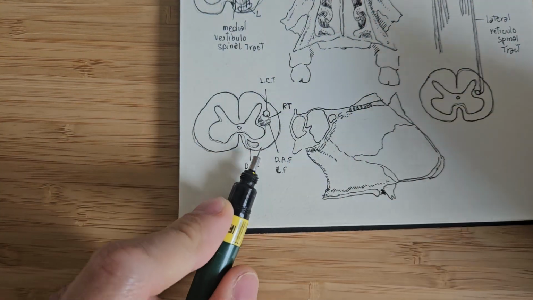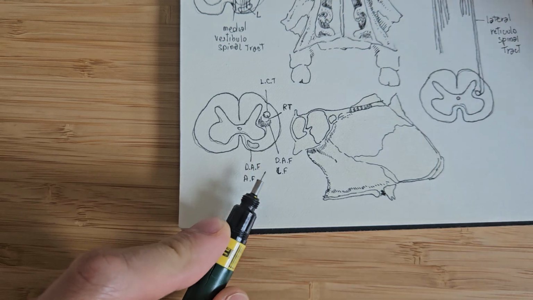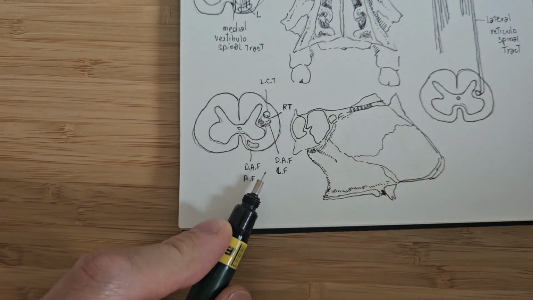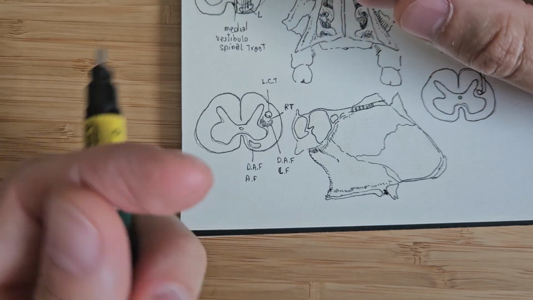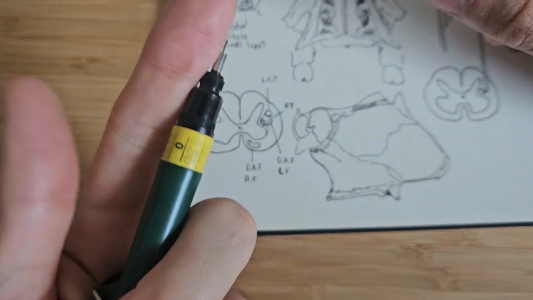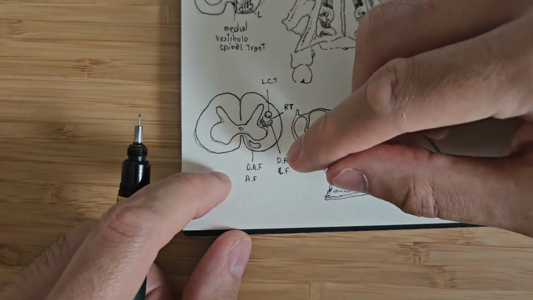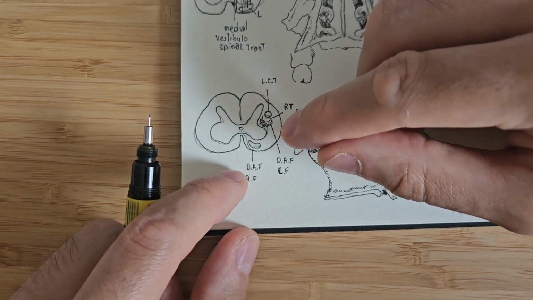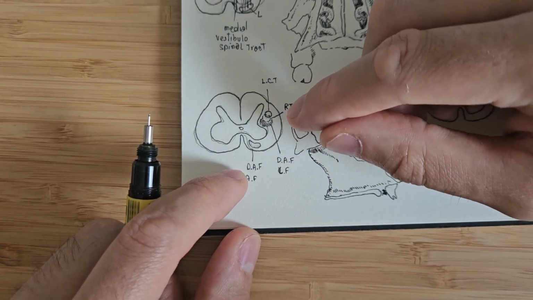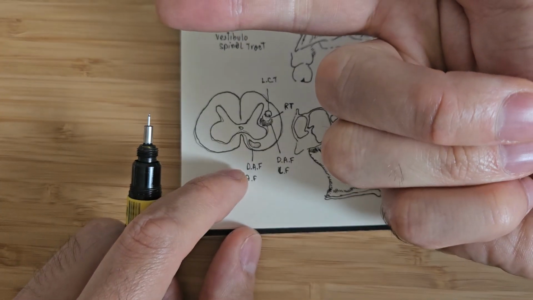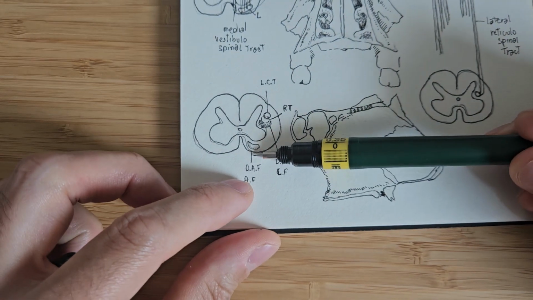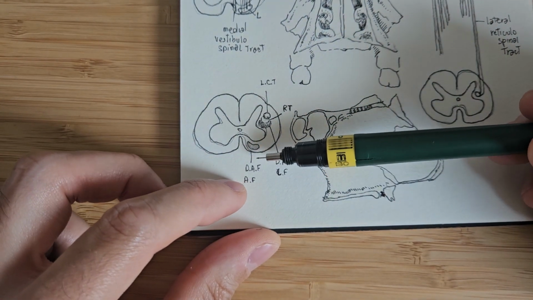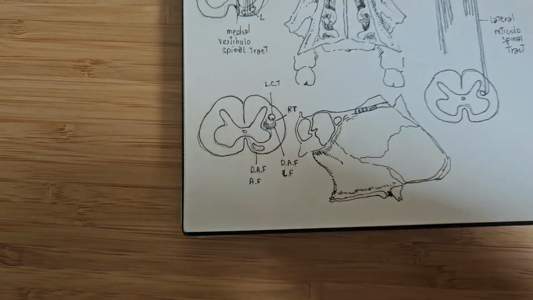The descending autonomic fibers in the lateral funiculus carry signals from higher autonomic centers such as the hypothalamus and brainstem and descend through the lateral funiculus, and they play a role in regulating visceral functions such as heart rate, blood pressure, and gastrointestinal motility.